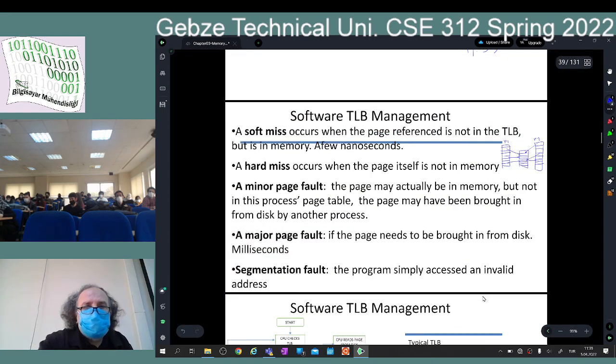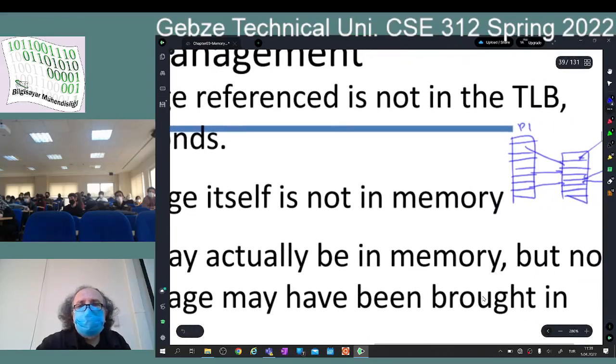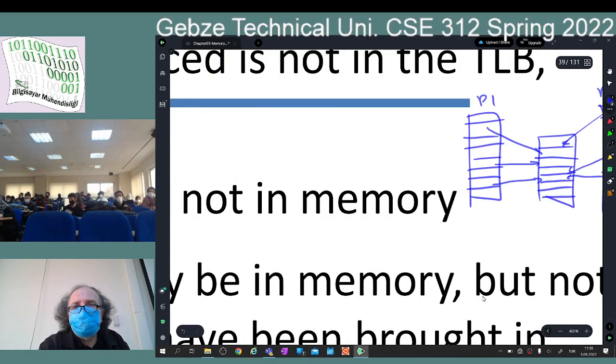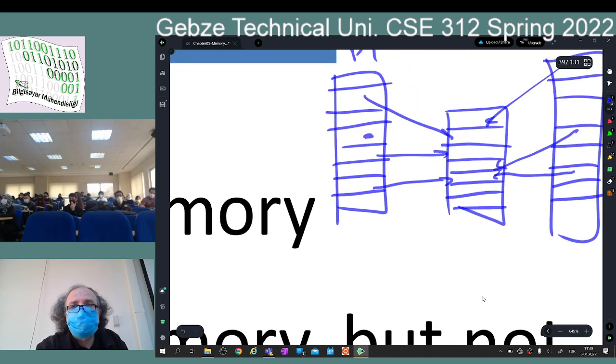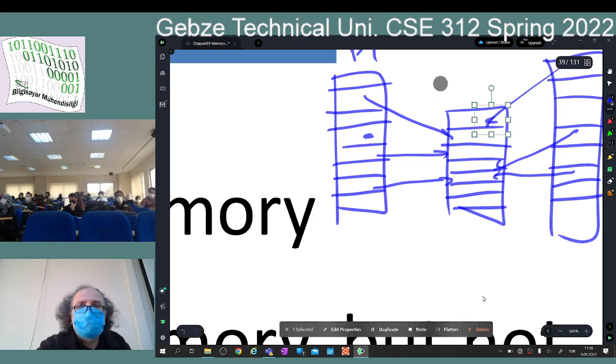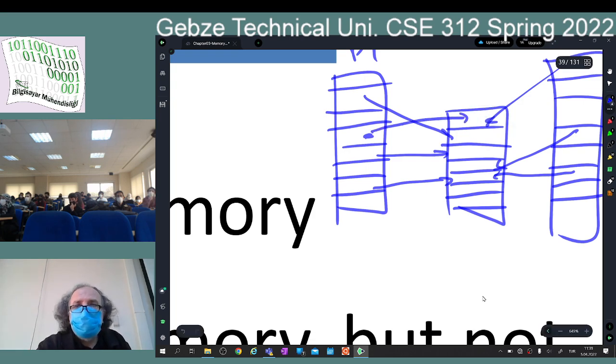Okay, let's go back to this one, the minor page fault. Minor page fault says that, okay, I need this page, but it looks like it is not in the page table, but that doesn't mean that that page is not in the main memory. Maybe that page is this page. All I am going to do is to make a pointer to that page, and that will be it. So that doesn't mean that I need to make a page replacement.